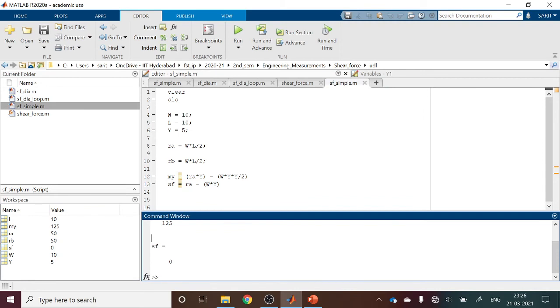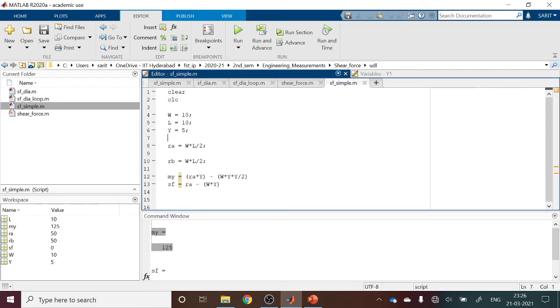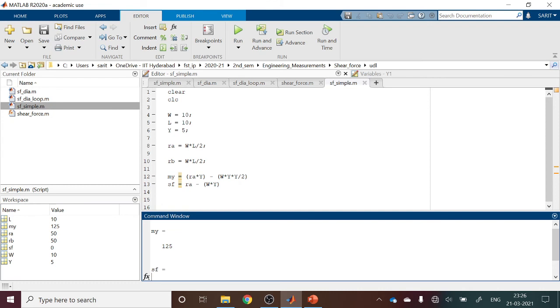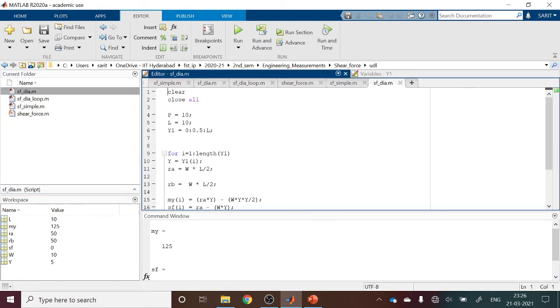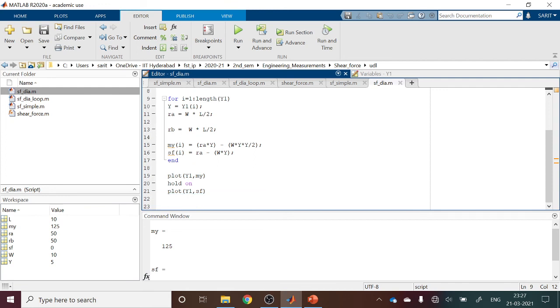The shear force we got is 0, which is correct as per our plot also. And the moment we got is 125. How did we get it? WL square by 8, that is our formula. W is 10, and L square means 100, so 1000 by 8, which is nothing but 125. Okay, that's how we can compute the simple shear force and bending moment for the uniformly distributed load. The same thing can also be drawn, the shear force and bending moment diagram, with the same plot.